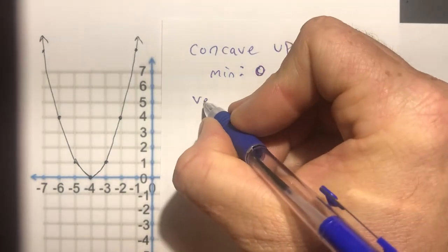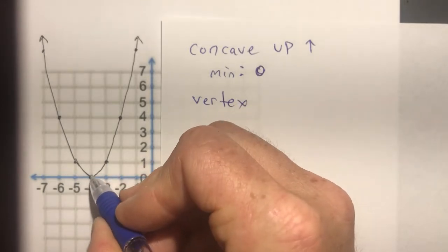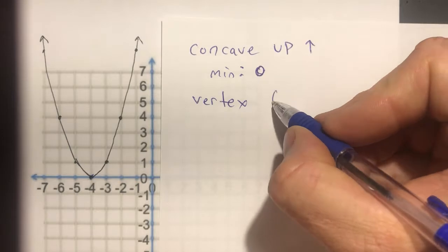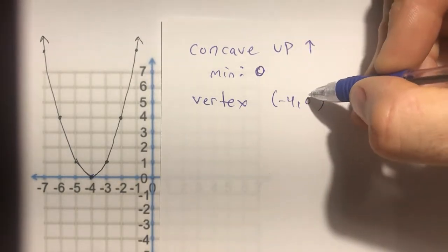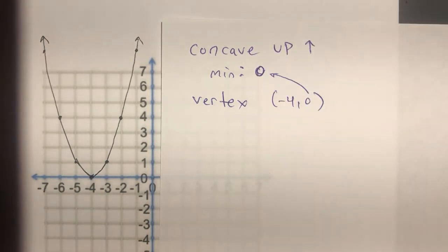Now my vertex is this minimum or maximum point, whatever it is. On this one right here, it's (-4, 0). This is my vertex. And this value right here would always be my minimum or my maximum every time.